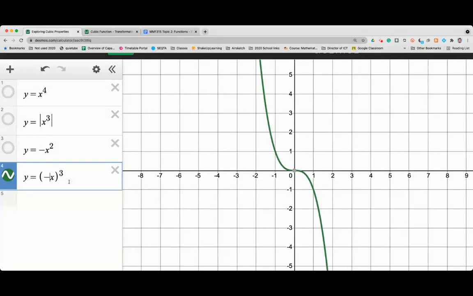Oh, you can't tell on this one. That's annoying. If I put the negative inside the bracket, it's actually flipping this way instead. Okay, so I'll show you what that looks like in a sec, because it wasn't that exciting here because I've got it right in the middle.